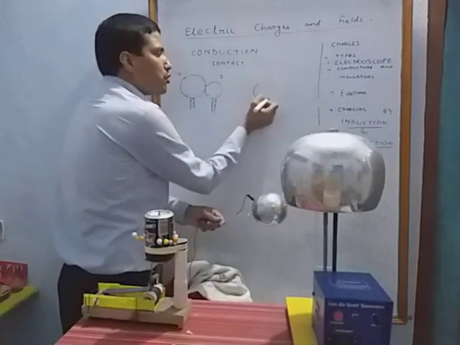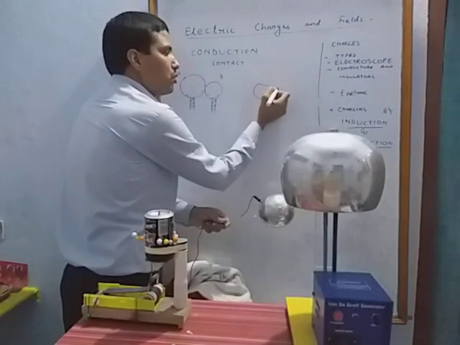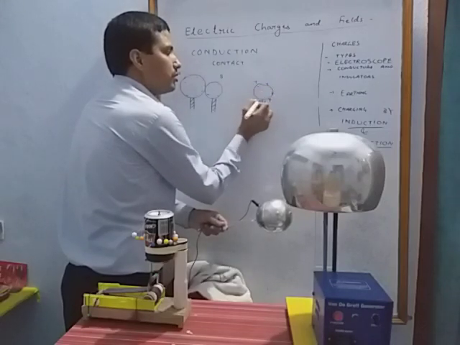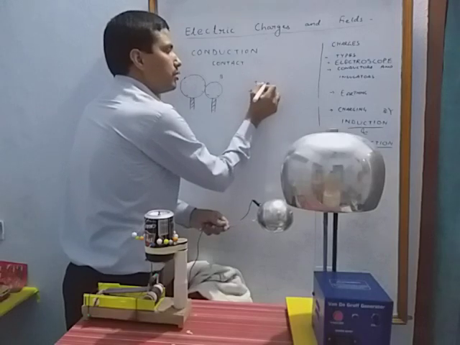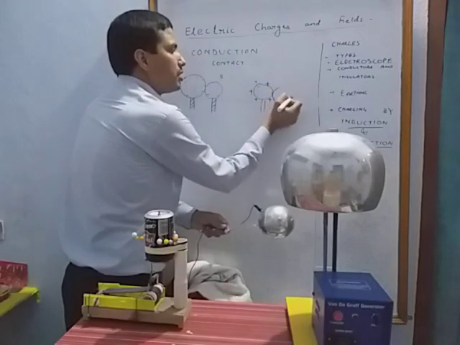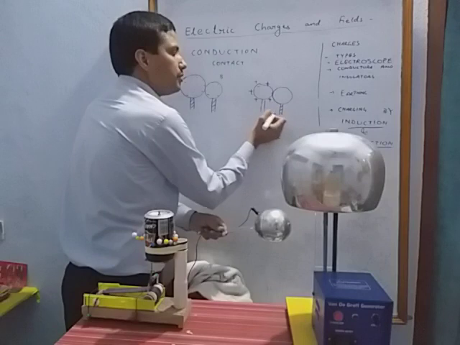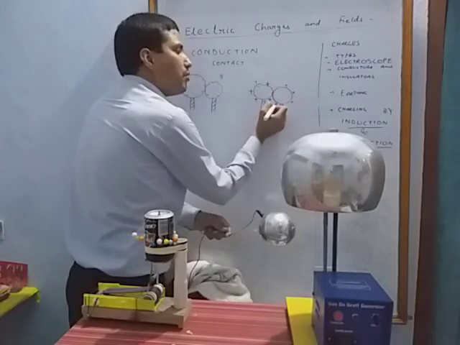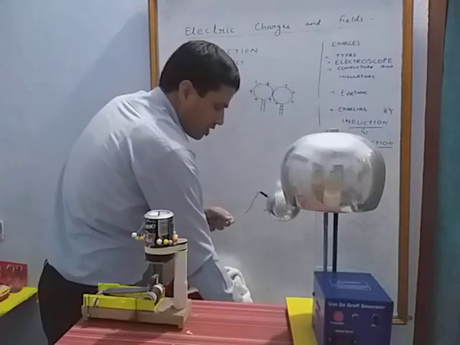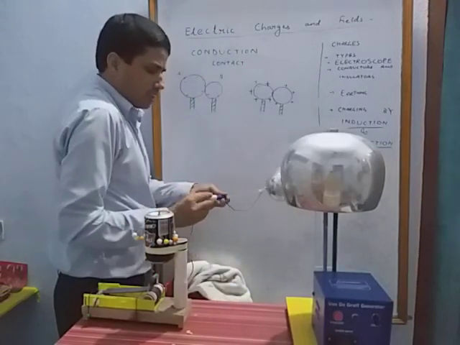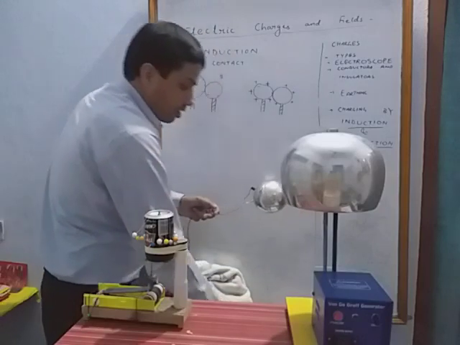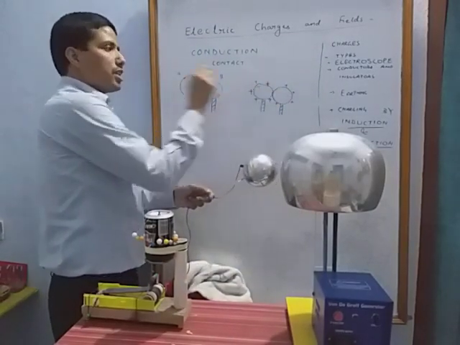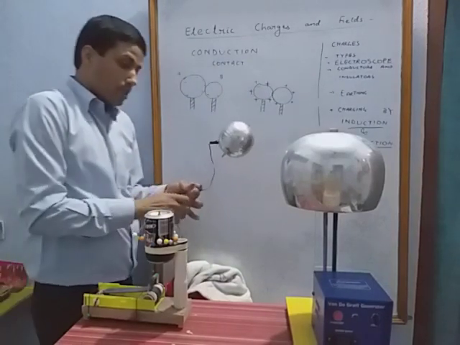Likewise, if it is a positively charged dome, and you bring it in contact with another metal surface, that will also become what kind of charge? Positively charged. So this is very simple. Charging by contact. During charging by conduction, sphere B, the second sphere, will develop the same kind of charge as the first sphere. So let me repeat it.